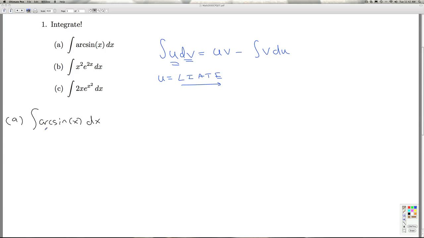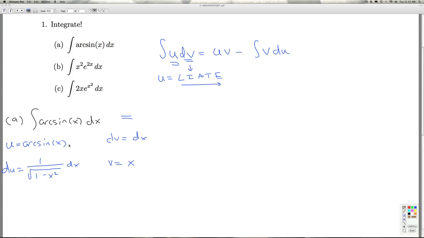And as I look in my integral, I've got arcsine, and arcsine we've considered an I, an inverse trig function. So I'm going to let u be the arcsine of x. In that case, the du is 1 over the square root of 1 minus x squared dx. Since that's the u, the dv is everything else. In this case, we just have the dx. So I integrate to determine v, and I get x, and as usual, I suppress the constant of integration.